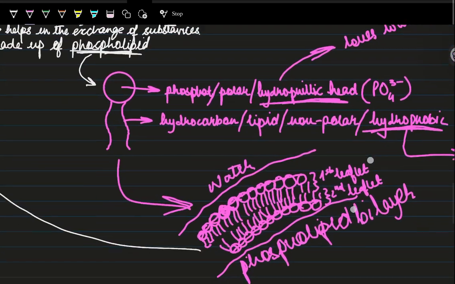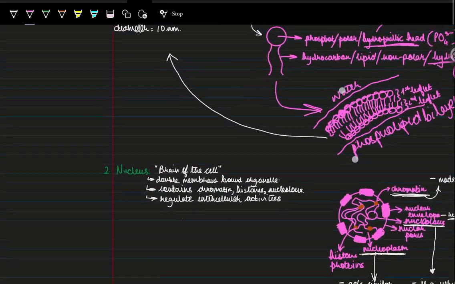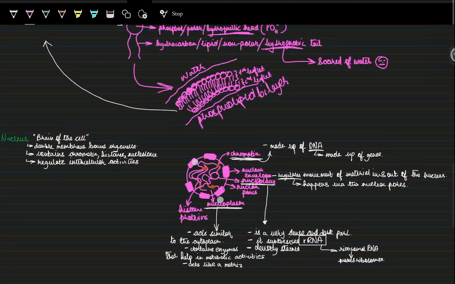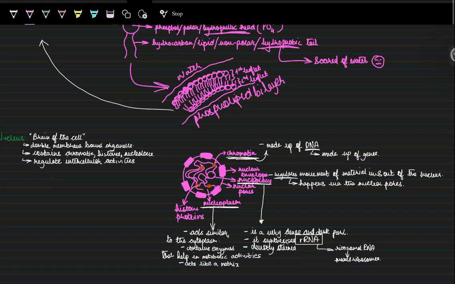Now we talked about our second and last organelle for today, the nucleus. It is considered to be the brain of the cell. It is a double membrane bound organelle, as we can see in this diagram, and it contains chromatin, histones, nucleolus, and regulates intracellular activities. The chromatin is made up of DNA, and the DNA is made up of genes.